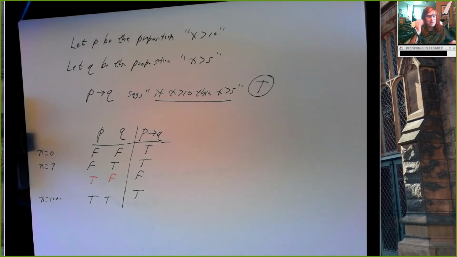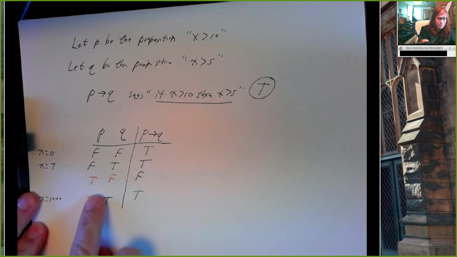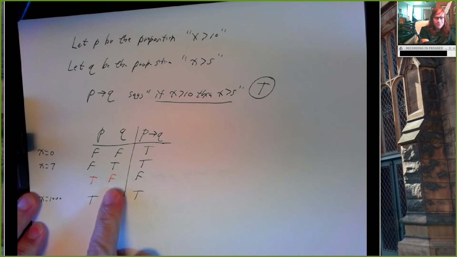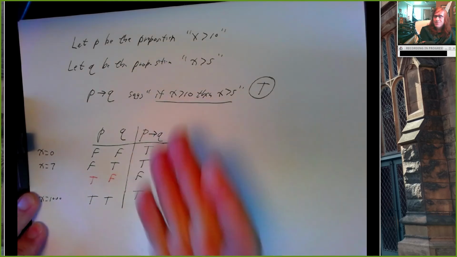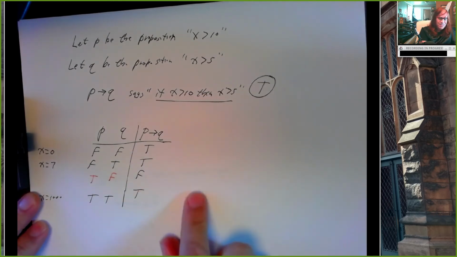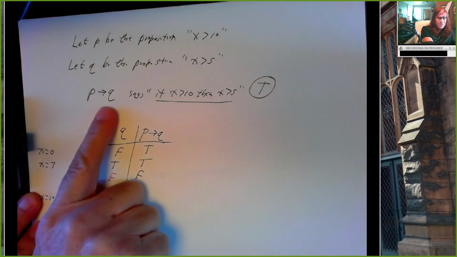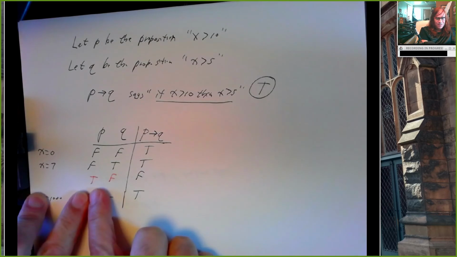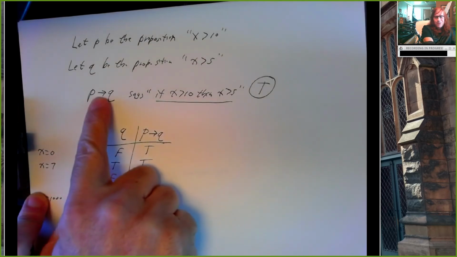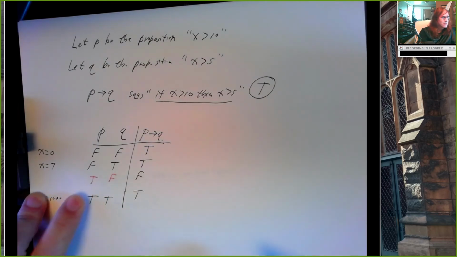But it turns out I can't find a value of x where P is true and Q is false. That's kind of what this statement is telling me. But if I did, we can certainly agree that if this statement says if P then Q, and P is true but Q turns out to be false, then that if-then statement is also false.